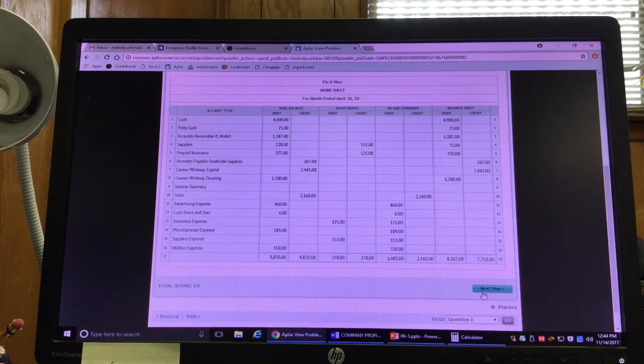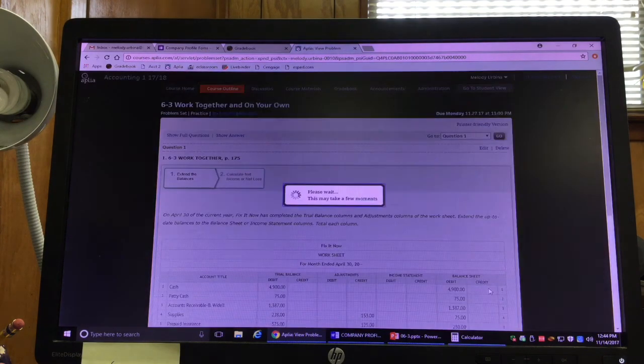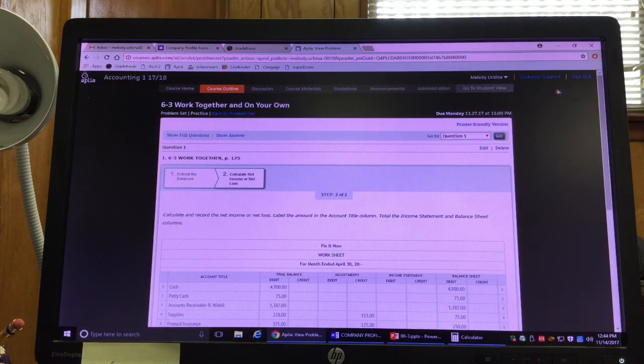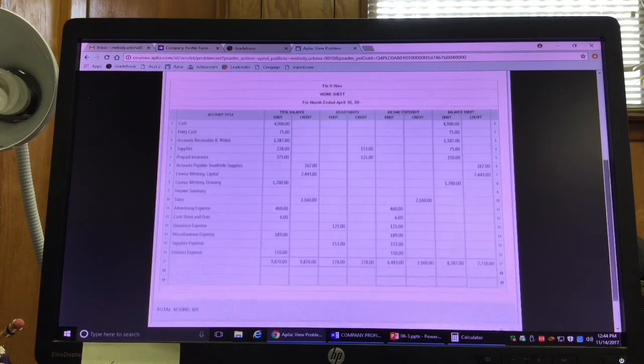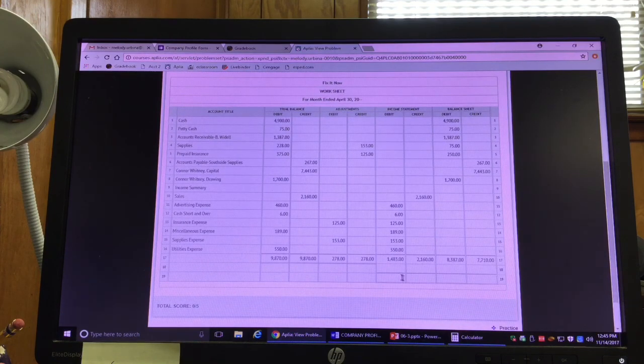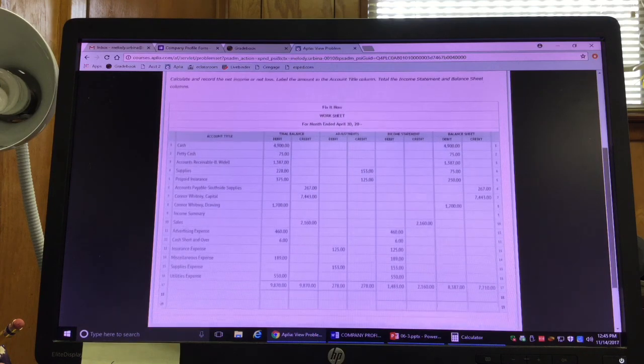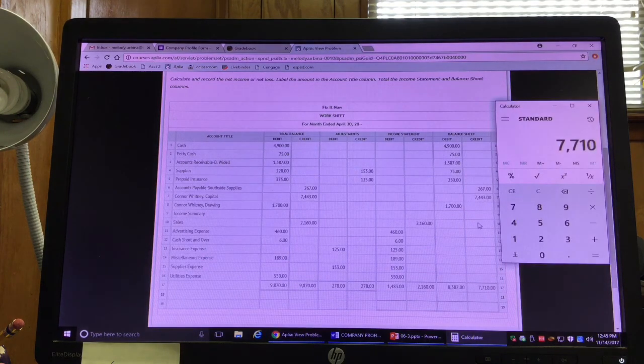And we're going to go ahead and go to the next step. When you grade it and go to the next step, it actually shows you whether or not you got it correct. So here are the corrected totals: 1,483, 2,160, 8,387, and 7,710. The next step is to calculate and record the net income or the net loss. In order to do that, we take the revenue and subtract the expenses.